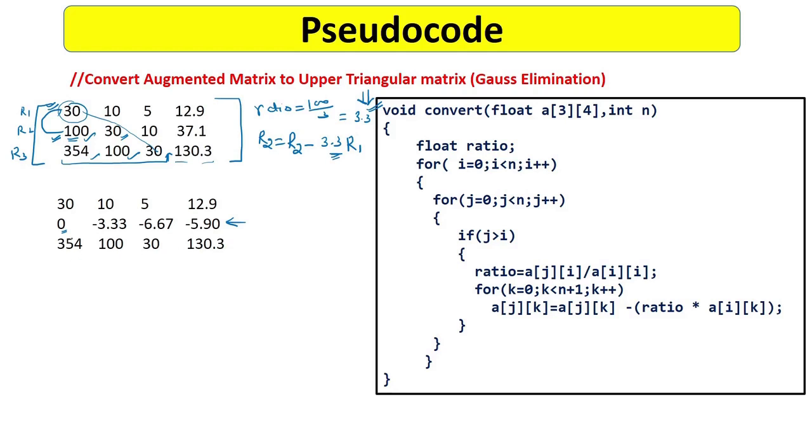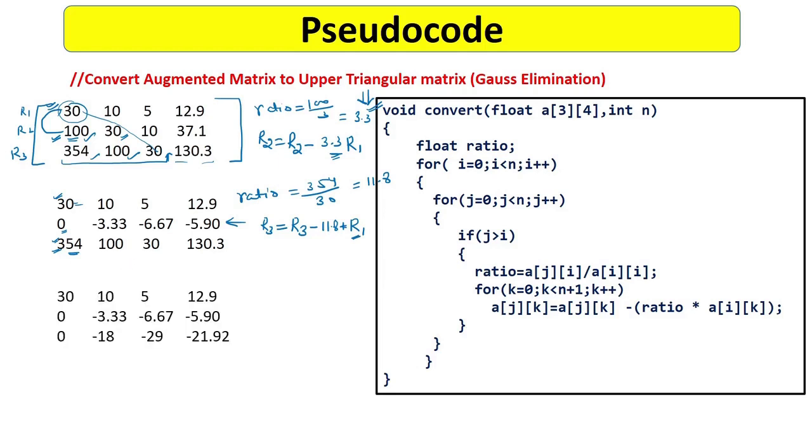Now again I will apply the row operation on this row. So what I have to do is change R3. R3 equal to R3 minus some ratio into R1. So I will use these two rows. Now what will be the ratio? When I am dealing with row number 3 and row number 1, the ratio will be the row 3 value upon this 30. This will give me 11.8. So I will apply this row transformation, and I will get a new matrix. So this element has become 0.